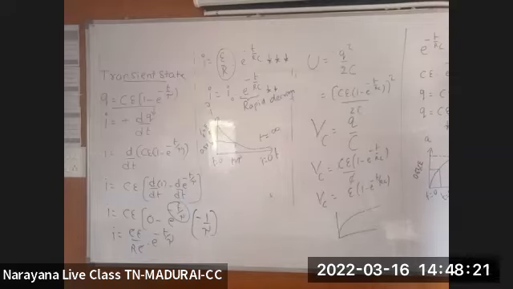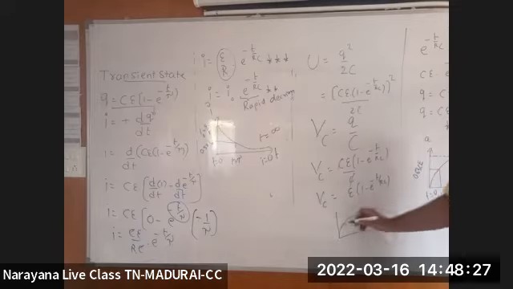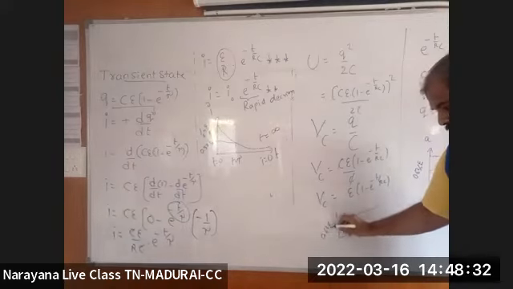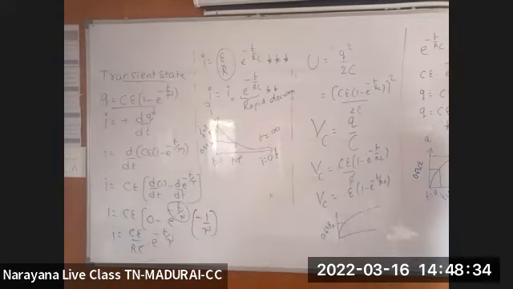Outside will talk nicely, na? 0.63 times. How much percentage? 63%. So 0.63 times the maximum value. Correct or not? Two time constants also you can find. After two time constants, what you have to put? T value you have to put 2 into RC, and you can simplify and you can tell.